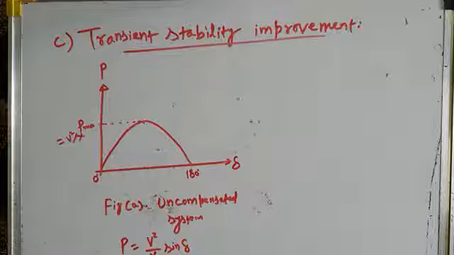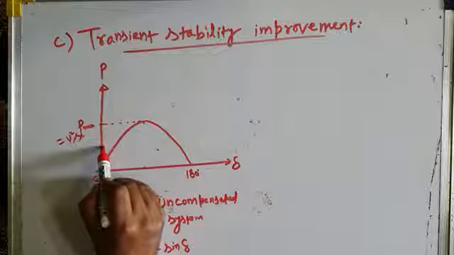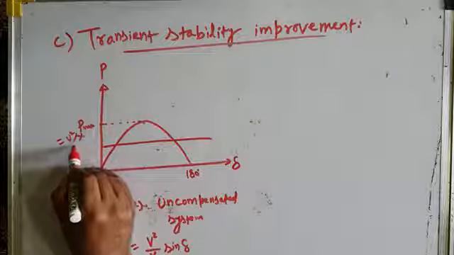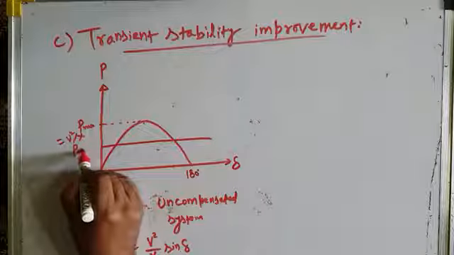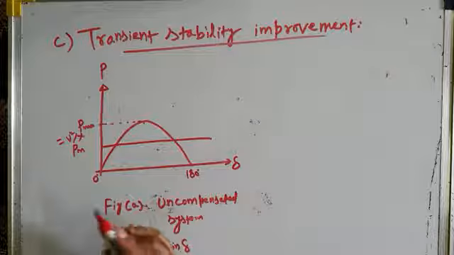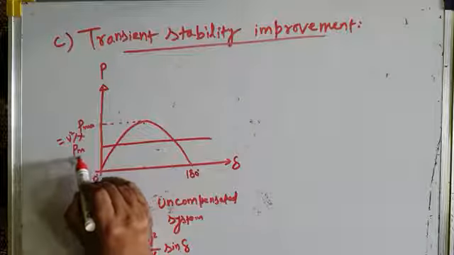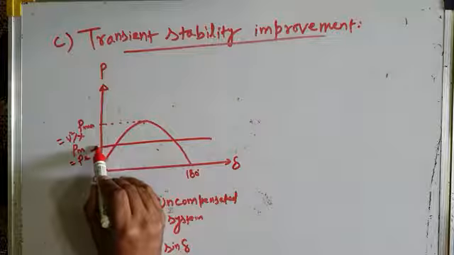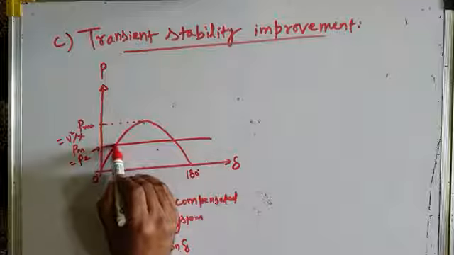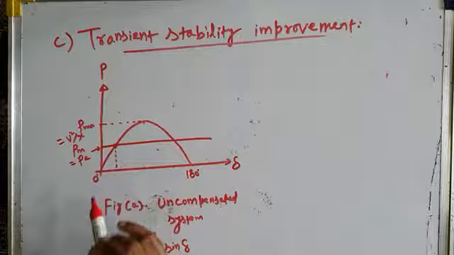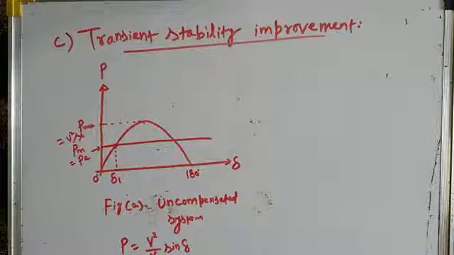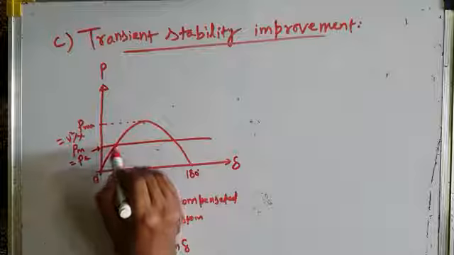Now, what is the operating point of your system? Let us suppose this is the operating point. My system is operating somewhere here. Let us suppose the mechanical power which is provided by the turbine is equal to the electrical power transmitted over the transmission line. So this is the point where my system is operating, and let us suppose that my system is operating at a power angle delta 1, right? So this is the operating point.